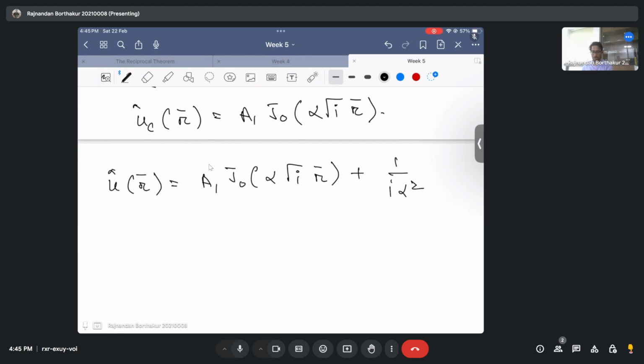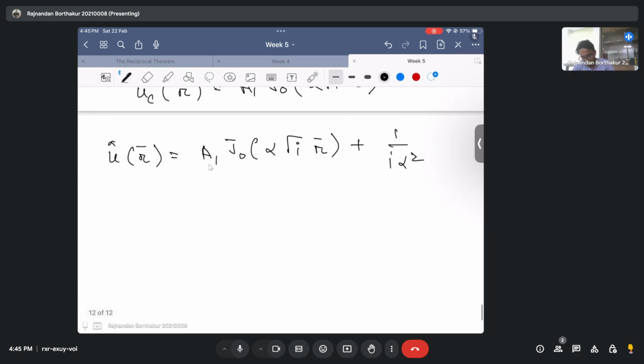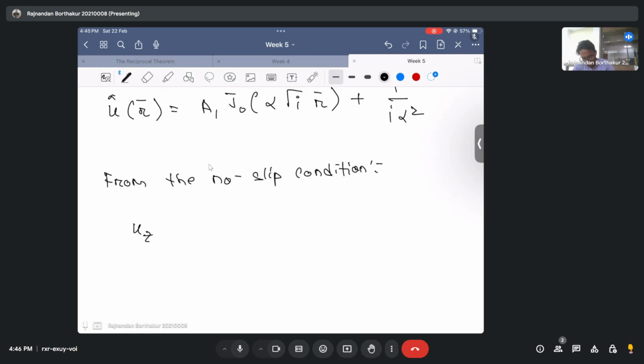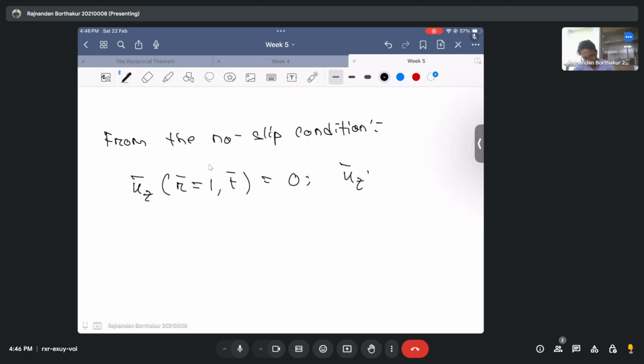Okay. Now it is here that we need to evaluate the second constant, that is A1. So you remember from the no slip condition, I said that u bar z of r bar and t bar, at r bar equals 1 and for all t bar, is equal to 0. And I know that my u bar z is the real part of u hat of r bar times e to the power I t bar.